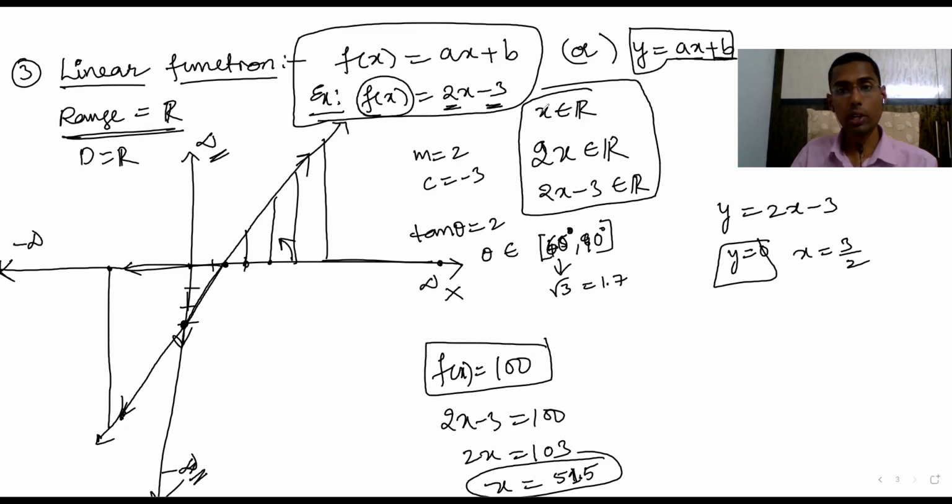So when x is a real number, 2x minus 3 is also a real number. That means for every image, you can find a pre-image. The graph goes from minus infinity to plus infinity, so all real numbers is the range. That is the linear function. This is also a polynomial function: a constant polynomial is a constant function, and a linear polynomial is a linear function. Then you will get more clarity. We'll go to the next one.